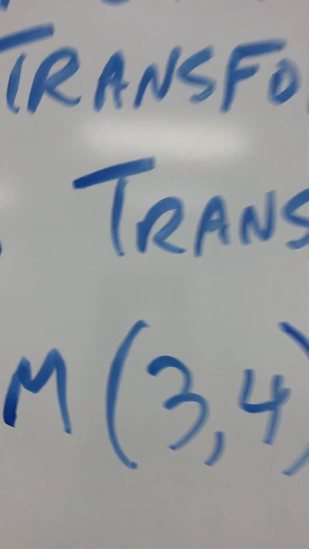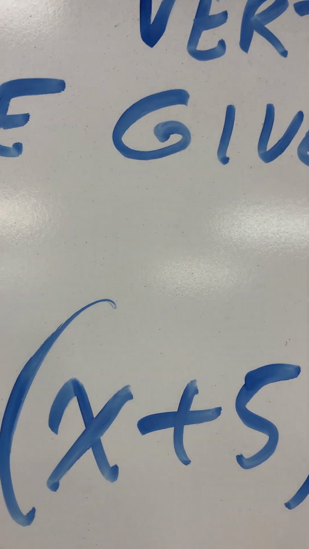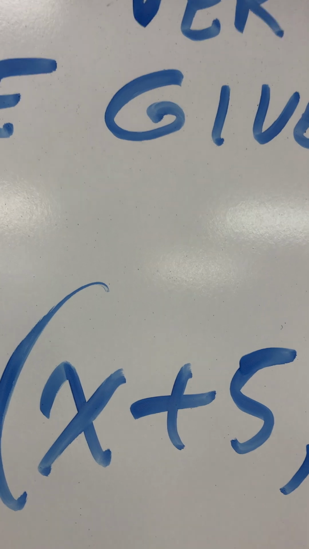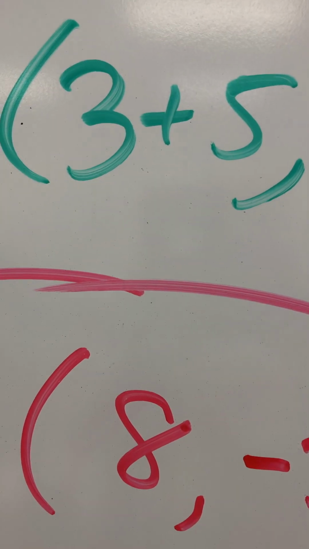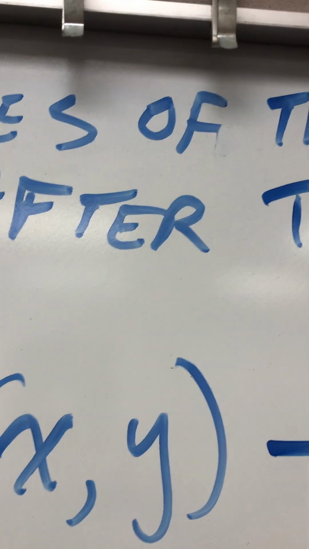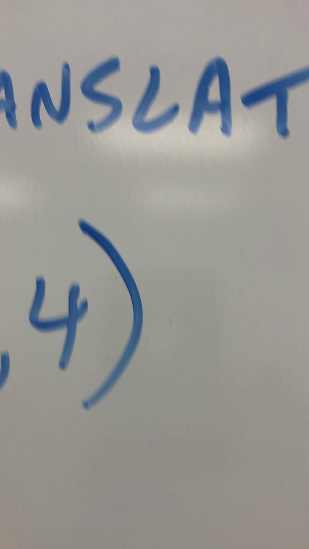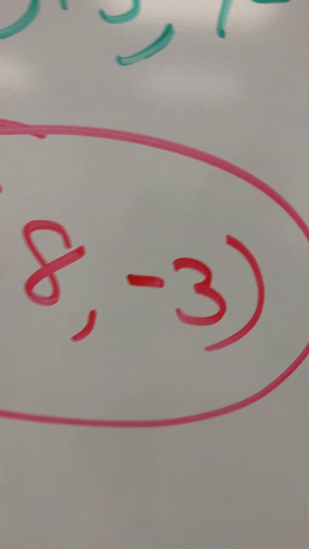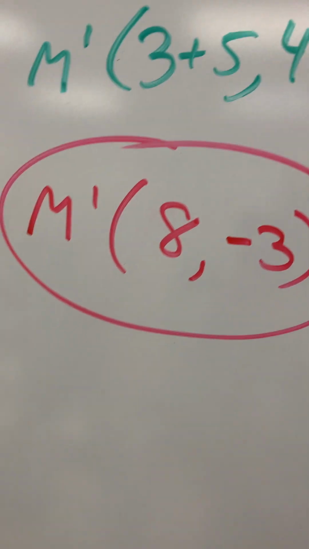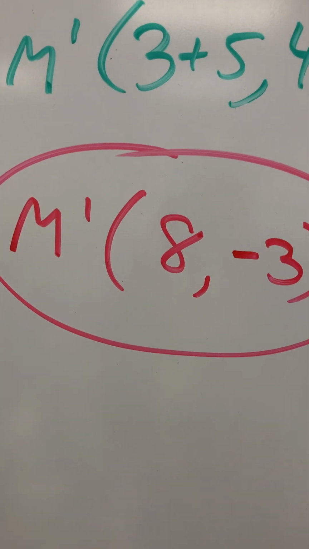All that means is from 3, 4, I'm going to take the 3 and I'm going to go x plus 5. In other words, instead of x, I'm going to go 3 plus 5. What's 3 plus 5? 8. The y part is y minus 7. So here's 4. I'm going to do 4 minus 7. What's 4 minus 7? Negative 3. So there's my answer. And it takes me to what's called M prime. If the original point is M, the new point is M prime. M with a little apostrophe.